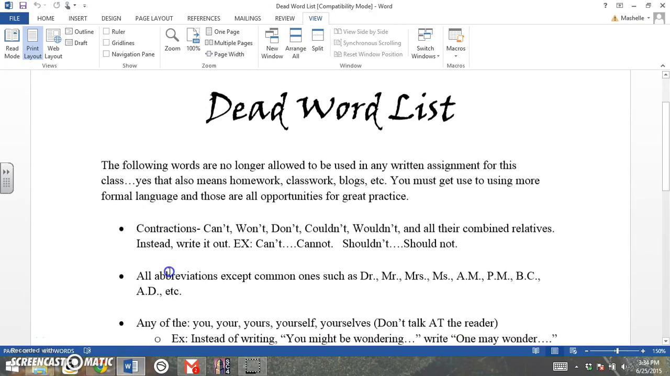Today we're going to look at this idea of the dead word list. For several years you've been able to write whatever you want and it was okay, but now, as you prepare for college, as you get into higher level classes, it is important that you look at this idea of how to actually write in a more formal sense.